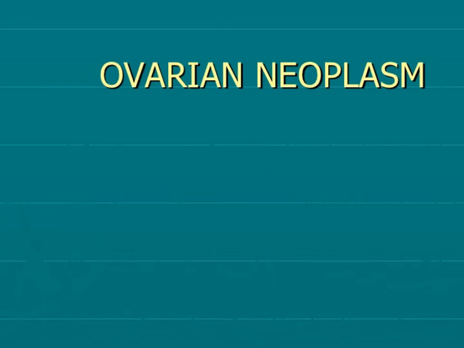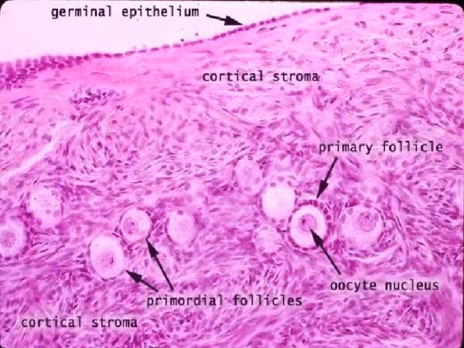Today we will discuss the topic of ovarian neoplasm. Here you are shown the normal histology of an ovary. See, an ovarian tissue, it is lined by the germinal epithelium, and inside it there is abundant cortical stroma. And these rounded structures are the ovarian follicles, the primary follicles with the oocytes here, oocyte nucleus, the primordial follicles. So this is the whole normal.